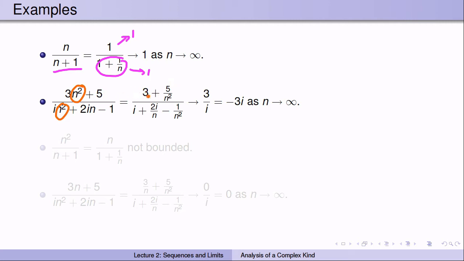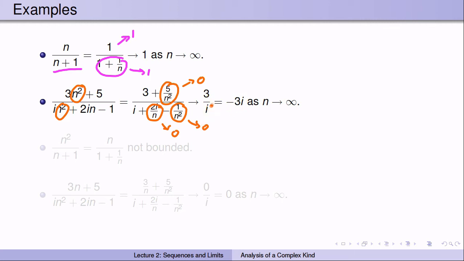So the numerator becomes 3 plus 5 over n squared, and the denominator becomes 1 plus 2i divided by n, that's only one n here, so I need to pull a second n out right here, minus 1 over n squared. Now I know 1 over n squared converges to 0, so 5 over n squared converges to 0, so the whole numerator converges to 3. In the denominator, I have 1 over n squared going to 0, I have 2i over n going to 0, and so the denominator goes to 1. So the whole limit is 3 over 1, which is not how we write complex numbers.